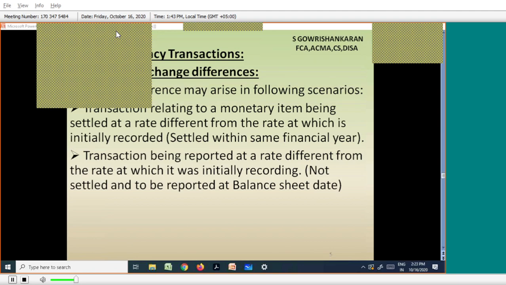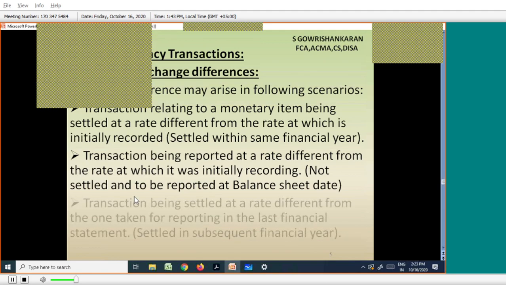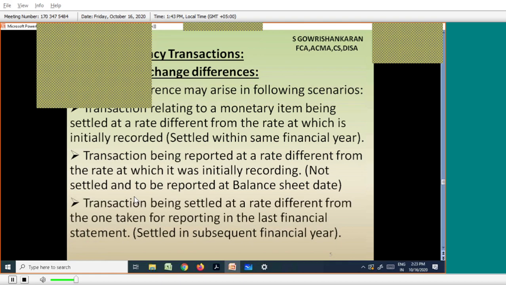So sundry debtors, what should I do? Sundry debtors is a monetary item, so I have to apply the closing rate. Closing rate means the balance sheet date rate. On that date, whatever the rate, I have to apply that rate. And the next thing is the third one. This I will explain now.